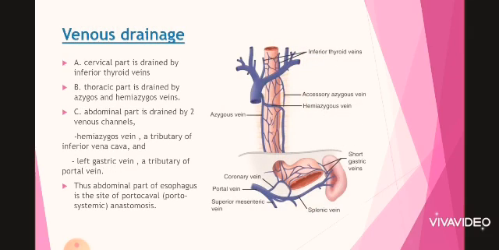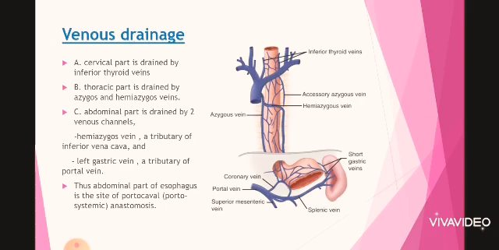Venous drainage. Cervical part is drained by inferior thyroid veins. Thoracic part is drained by azygos and hemiazygos vein. Abdominal part is drained by two venous channels. One is hemiazygos vein, which is a tributary of inferior vena cava, and the other one is left gastric vein, which is a tributary of portal vein.